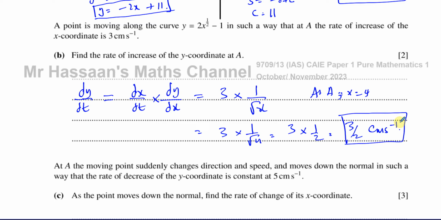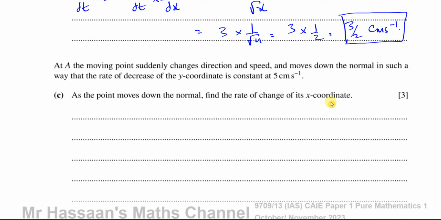Okay, then for part C, it says at A, the moving point suddenly changes direction and speed and moves down the normal in such a way that the rate of decrease of the y-coordinate is a constant 5 centimeters per second. So at this point, as the point moves down the normal, find the rate of change of its x-coordinate. So this time we have to find dx/dt.